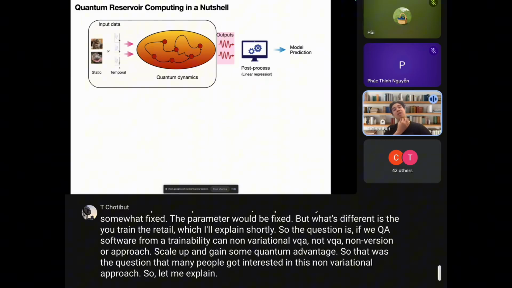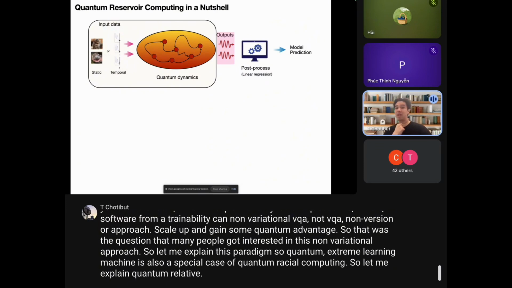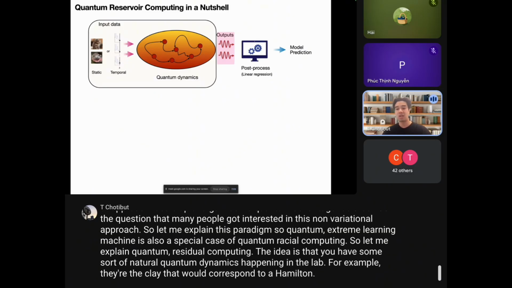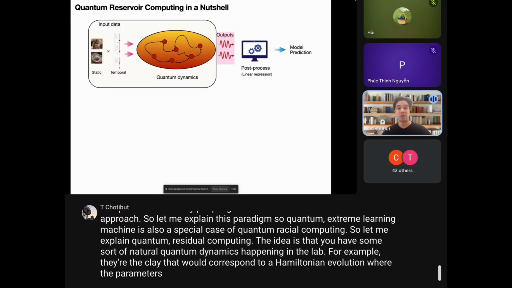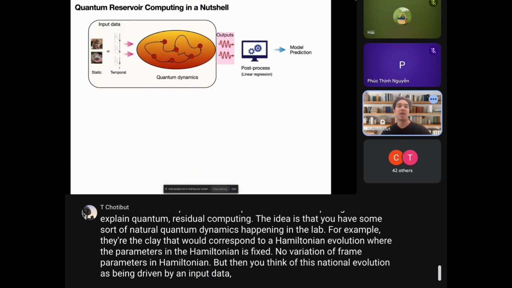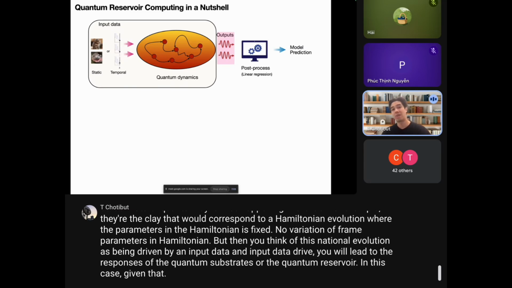So let me explain this paradigm. Quantum extreme learning machine is also a special case of quantum reservoir computing, so let me explain quantum reservoir computing. The idea is that you have some sort of natural quantum dynamics happening in the lab. For example, theoretically, that would correspond to a Hamiltonian evolution where the parameters in the Hamiltonian are fixed, no variation of parameters in the Hamiltonian. But then you think of this natural evolution as being driven by an input data. And the input data drive will lead to the responses of the quantum substrate, or the quantum reservoir in this case, given by the quantum dynamics.